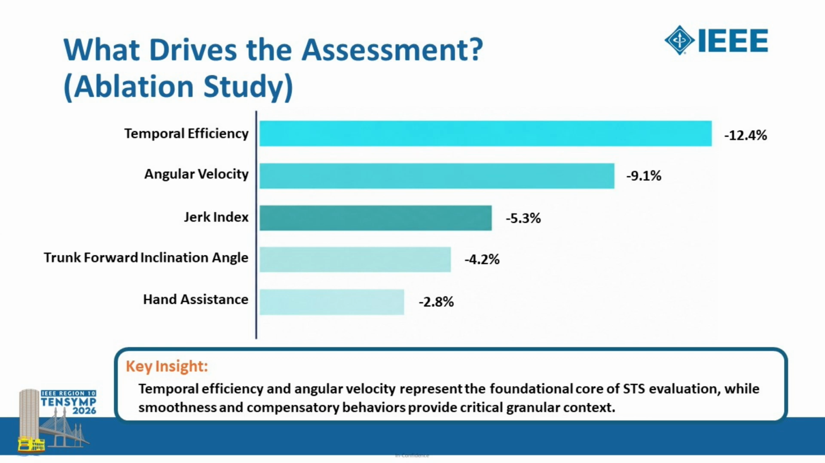For validity assessment, SSI-XGB exhibited a significant negative correlation with the traditional 5 times sit-to-stand test, R equals minus 0.78. This indicates that higher SSI-XGB scores correspond to faster and better movement performance. Additionally, an ablation study revealed that removing time efficiency reduced accuracy by 12.4%. Removing angular velocity reduced accuracy by 9.1%. These findings confirm the clinical significance of the proposed feature weighting strategy.